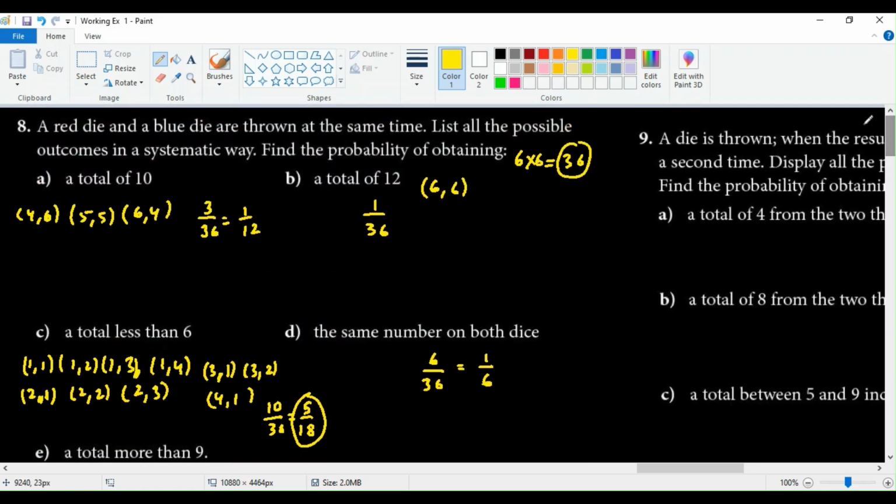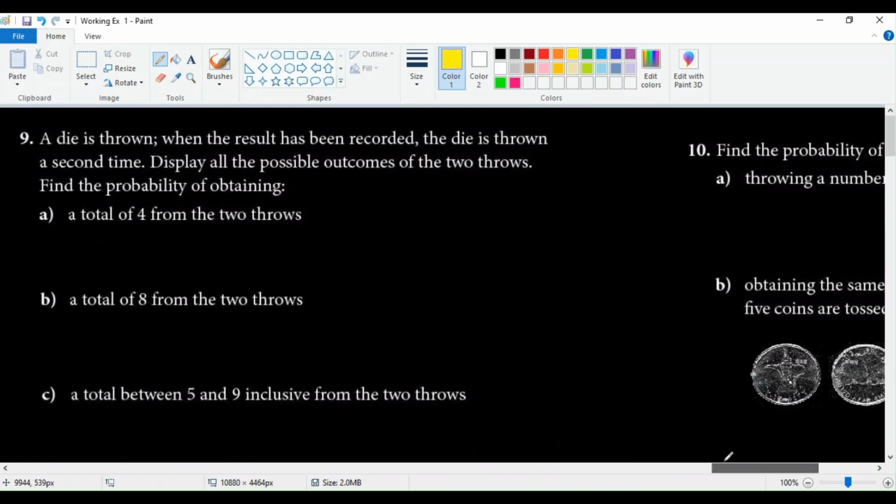Moving on to question number 9. In this question it says a die is thrown and when the result has been recorded, the die is thrown a second time. Display all the possible outcomes of the throws. Find the probability of obtaining a total of 4 from 2 throws. The total number of outcomes is going to be 36, because 6 times 6 gives us 36.